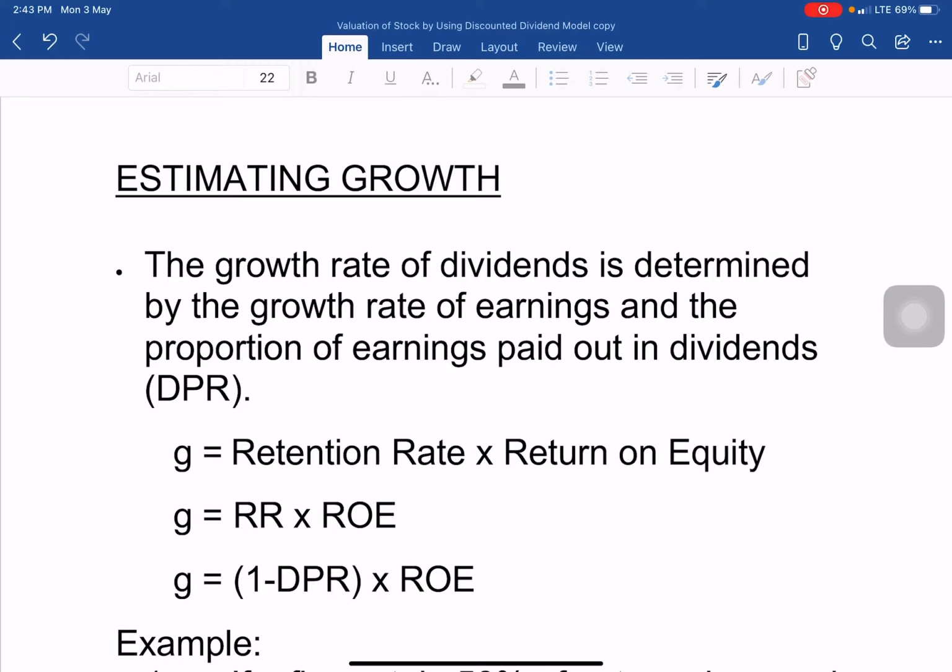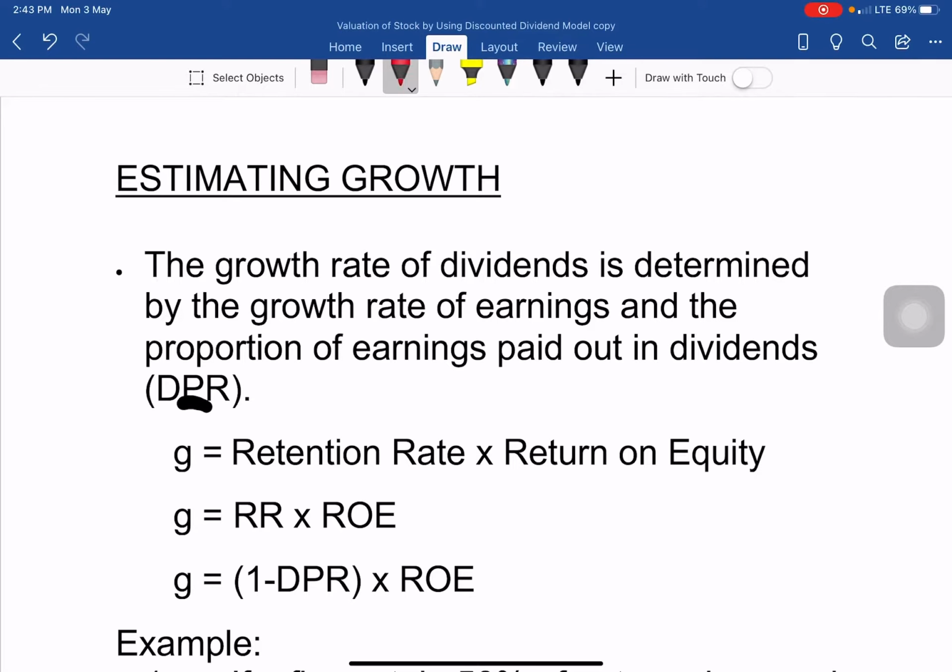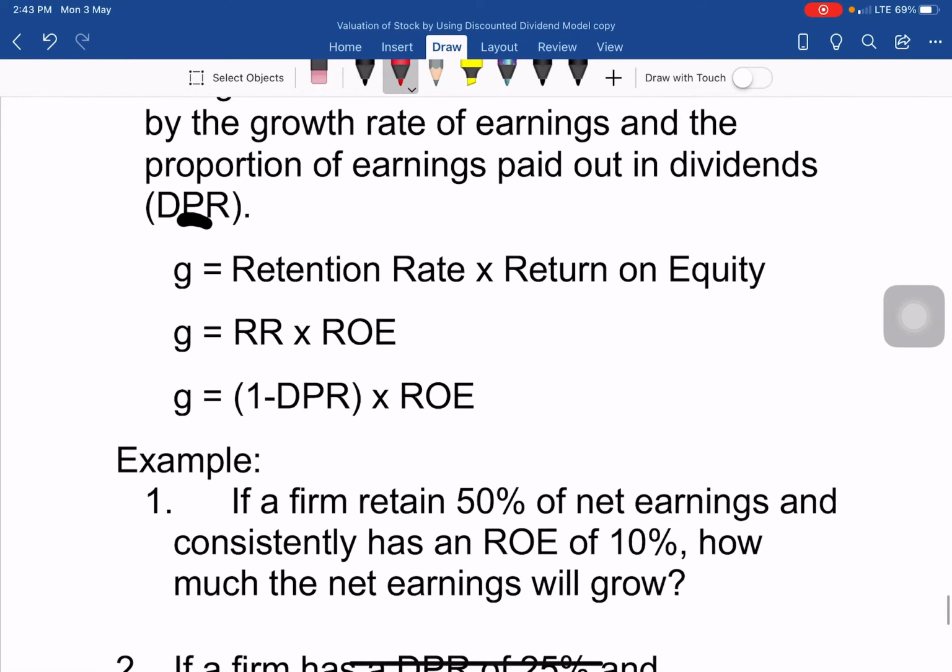The growth rate of dividend is determined by the growth rate of earnings and the proportion of earnings paid out in dividends, DPR. So G is equal to retention rate times return on equity. G is equal to RR times ROE, or G is equal to 1 minus DPR times ROE. The retention rate is 1 minus DPR.